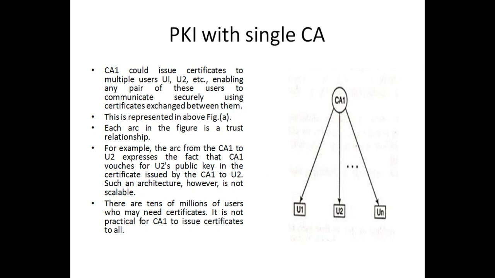For example, the arc from the CA1 to U2 expresses the fact that the certifying authority vouches for U2's public key in the certificate issued by CA1 to U2. Such an architecture, however, is not scalable. Once the digital certificates are shared among 10 users, one addition into this system may need the sharing of information to be duplicated. So this is one thing which should be upgraded, and of course it is in the upcoming different techniques.